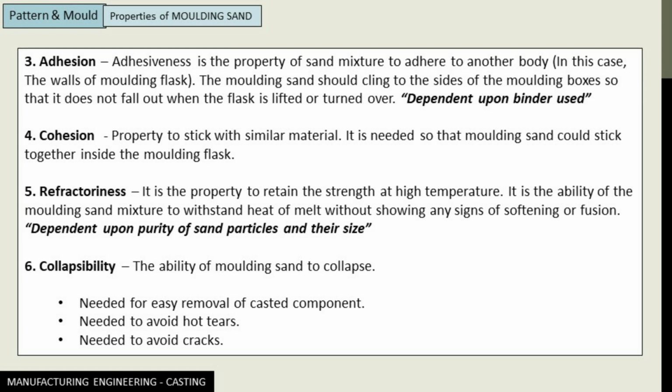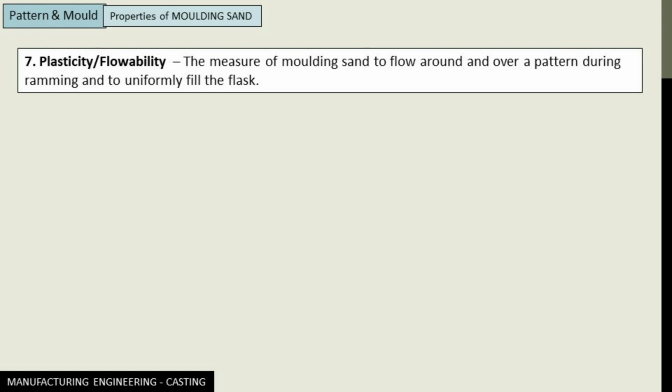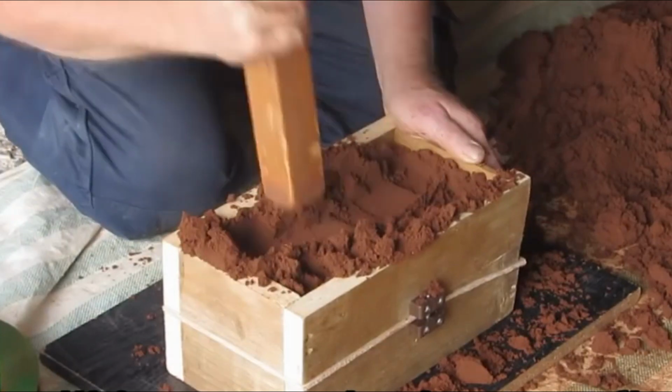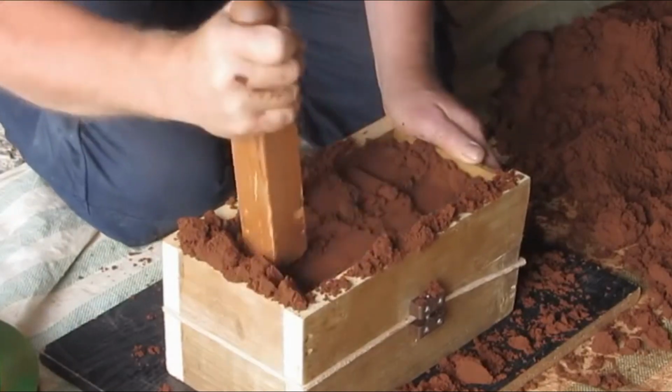And last but not the least, plasticity or flowability. It is the measure of the ability of molding sand to flow around and over a pattern during the ramming process and to uniformly fill the flask.